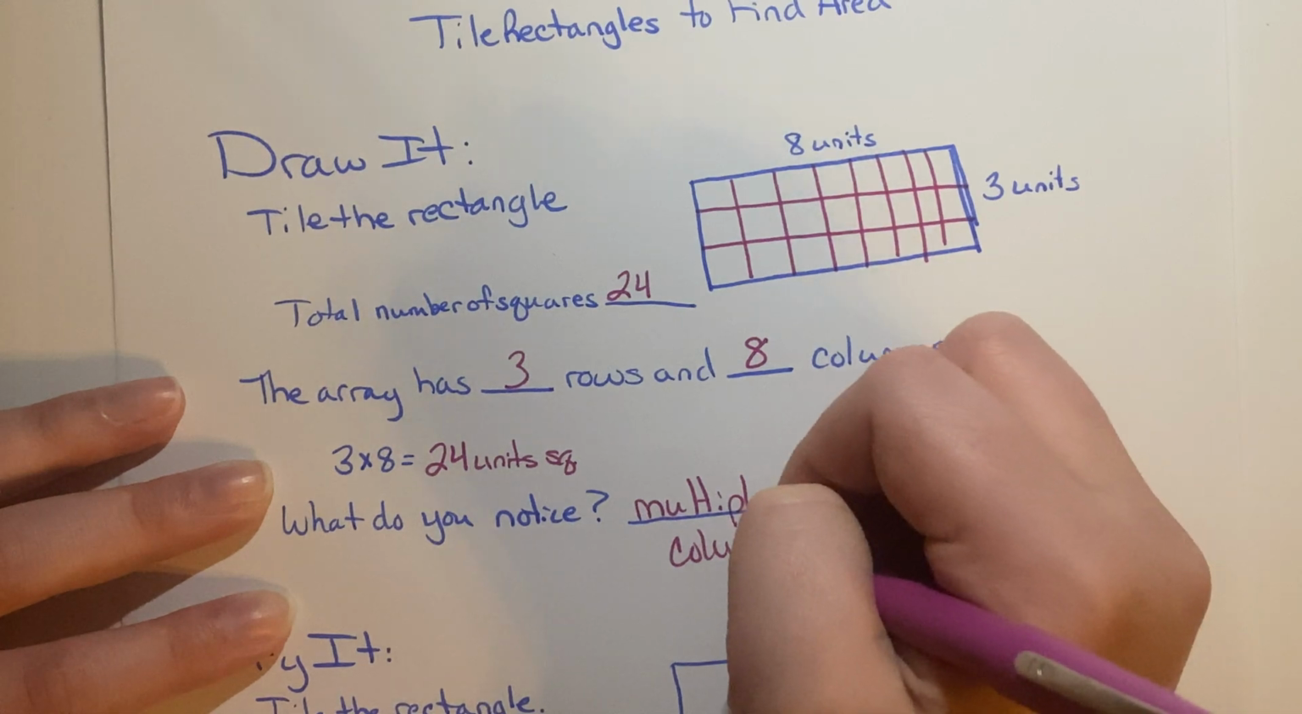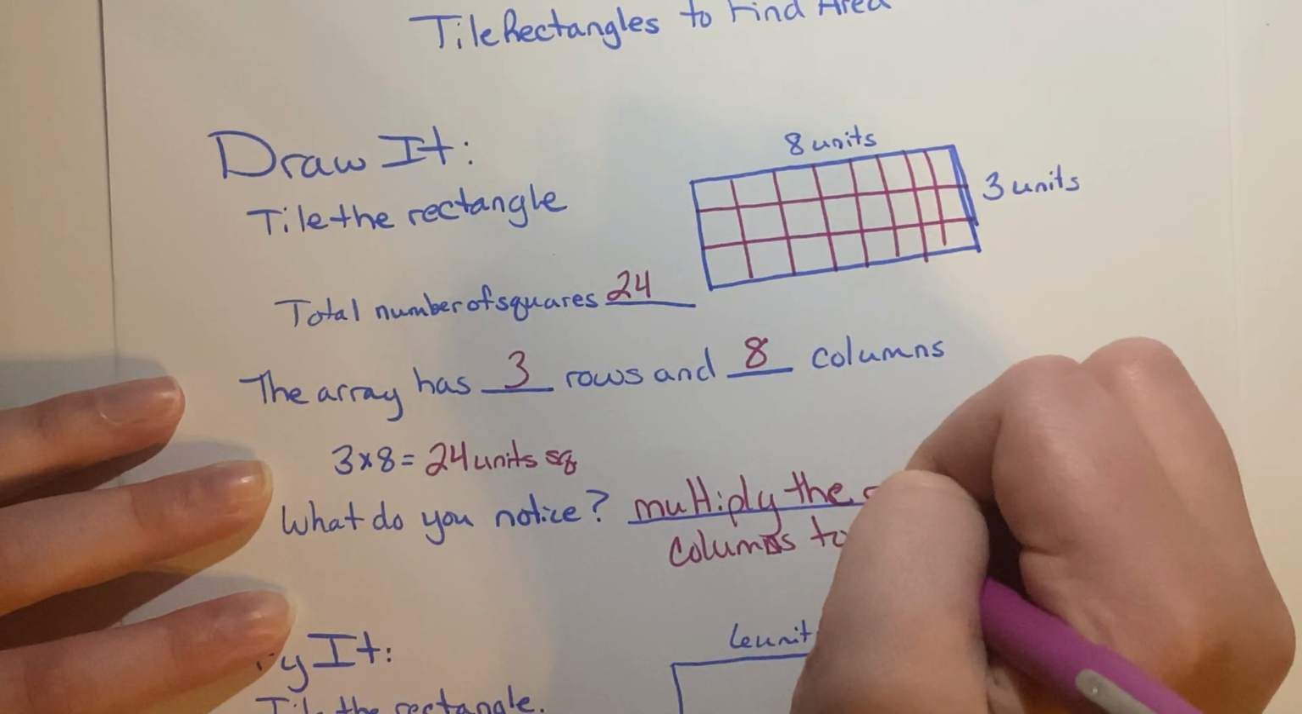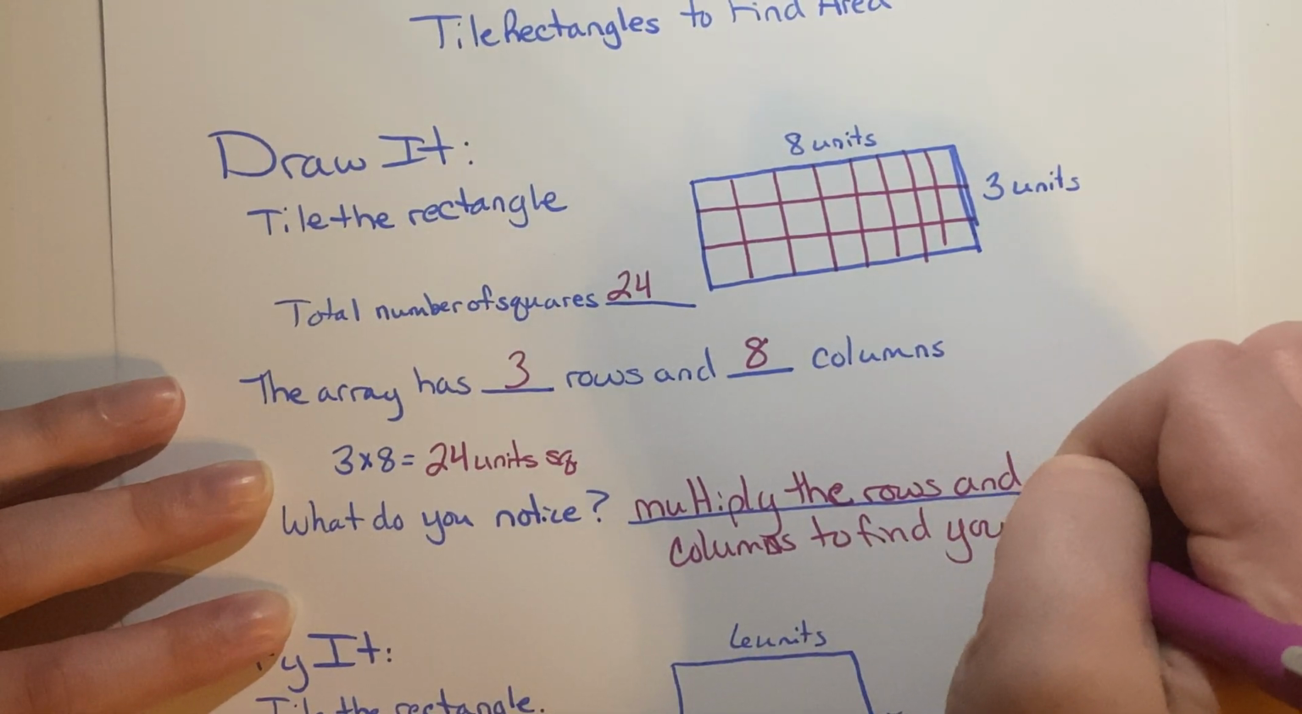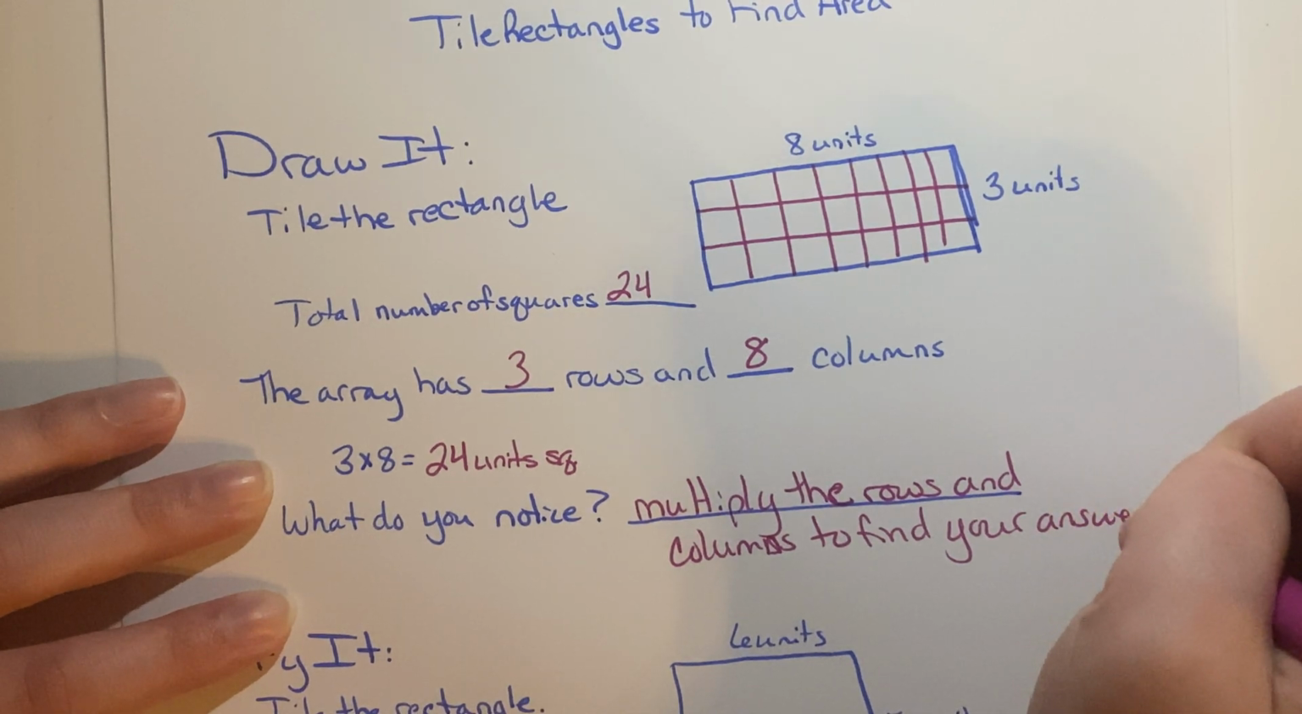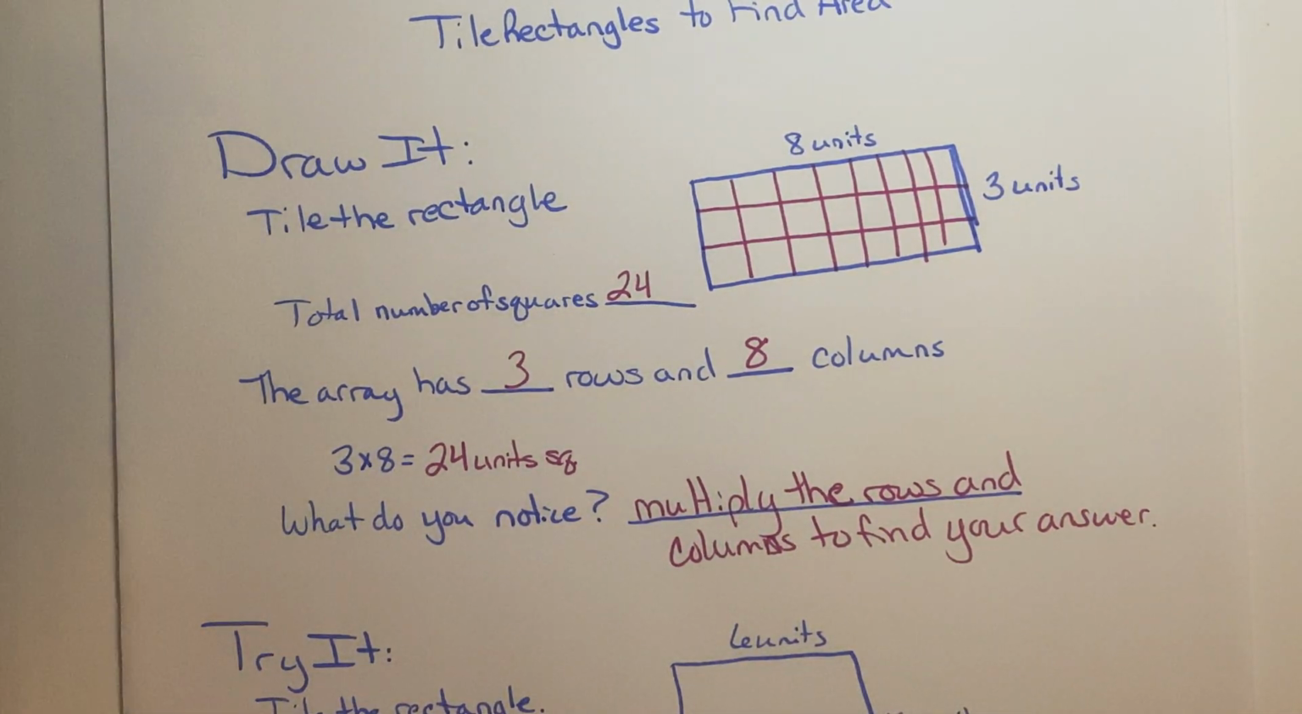to find your answer. So a little bit easier that way, right? So you can multiply it or you can just tile it up.